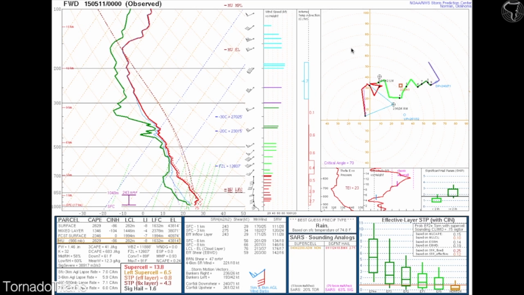This environment is not conducive for strong tornadoes, it doesn't look like. When you look at it, it's not the strong tornado environment you typically look at, but this is an environment that did yield a few tornadoes and large hail and some damaging winds.